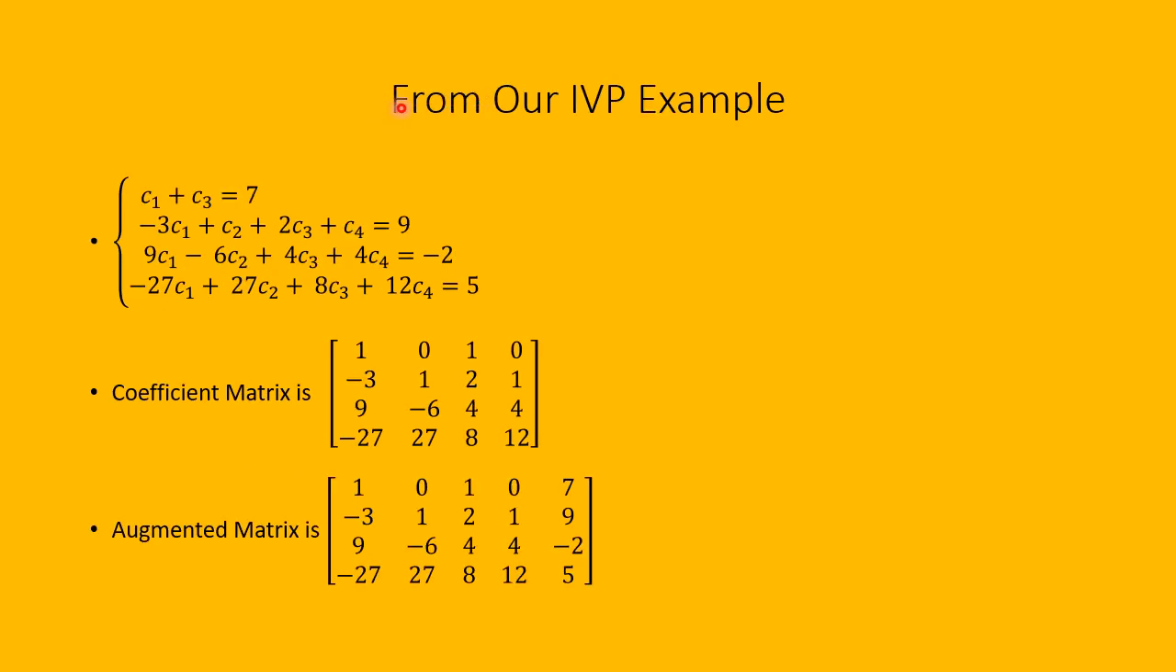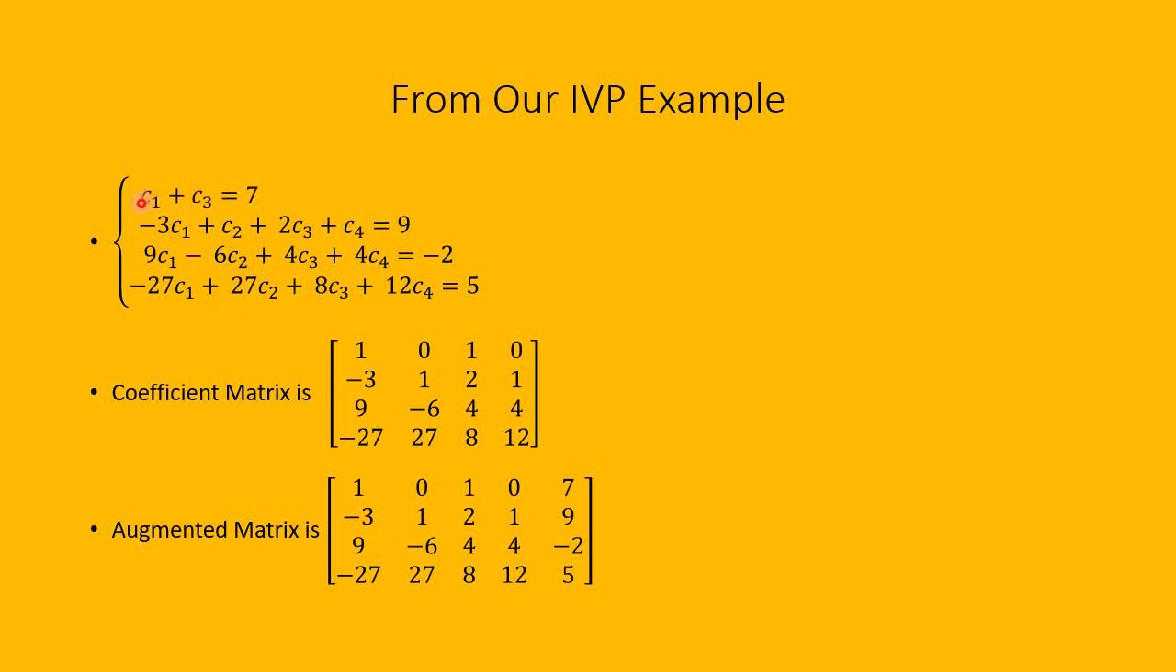Here's another example from our initial value problem example, the fourth order ordinary differential equation with the initial conditions. We got these equations that C1, C2, C3, C4 had to satisfy. These C's were the coefficients of certain things, and we had to solve these. Looking at this system of equations, we can write down the coefficient matrix and also the augmented matrix for the system. The coefficient matrix is going to be what? We just look at the left-hand side.